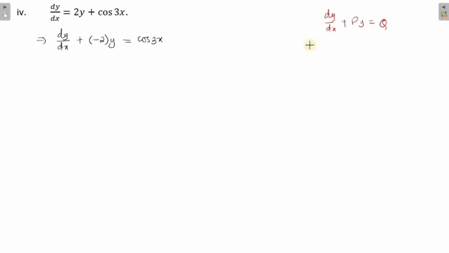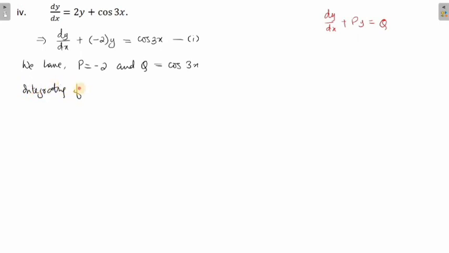So basically if you compare this with this, what is the value of P? The value of P will be equal to minus 2, and the value of Q will be cos 3x. Call this equation number 1. Now we have to find the integrating factor.